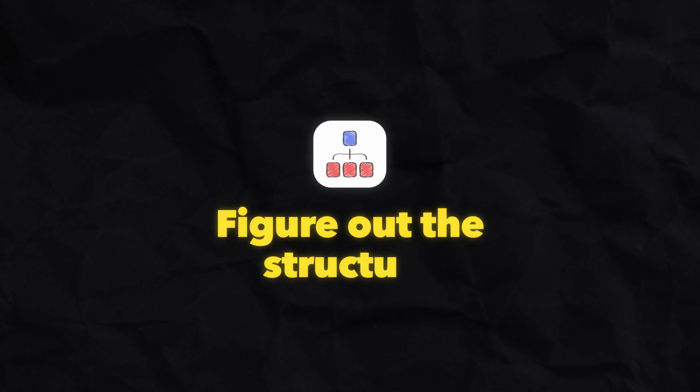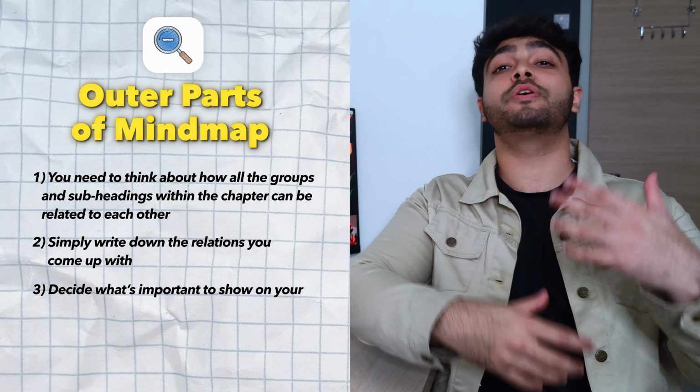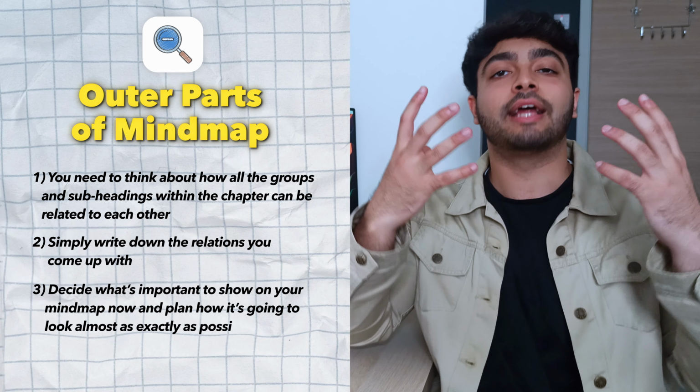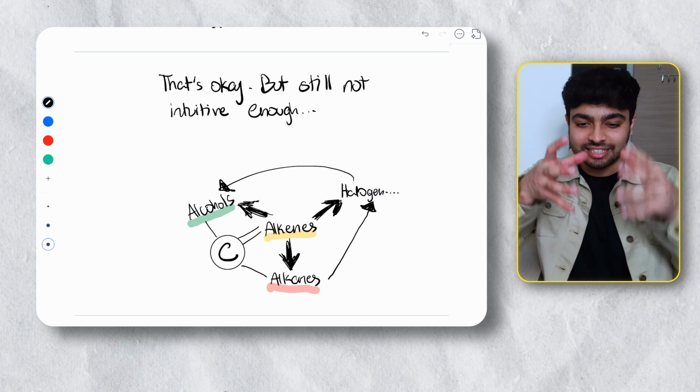You building up the structure of the mind map, which is why I put so much emphasis on this step. You building up the structure is where you learn the most. That is probably where you're hitting all the levels of the Bloom's taxonomy model. And finally, once you have all this written stuff down, once you've written down the relationships, decide what's important, what's going to go on your mind map, and plan it out. Plan out how it's going to look, almost as exactly as you can.